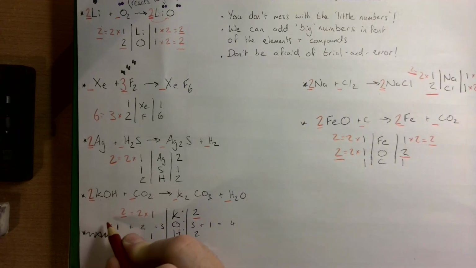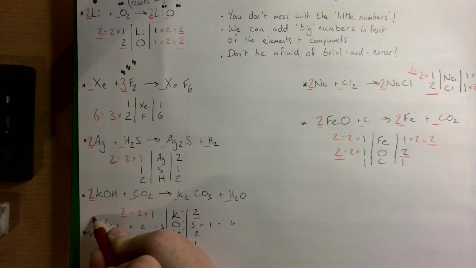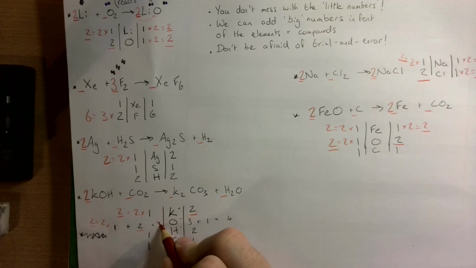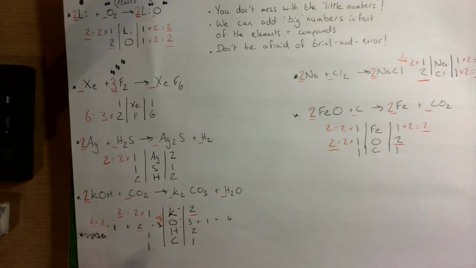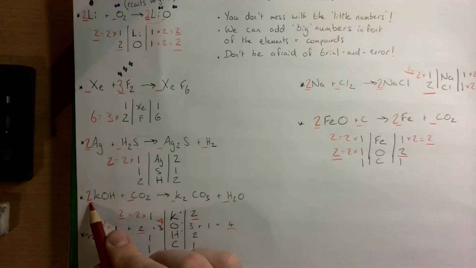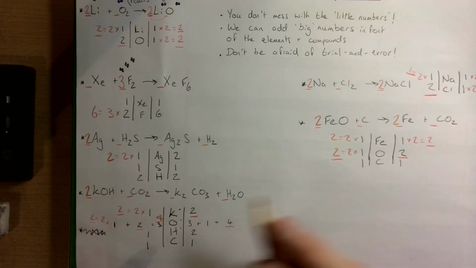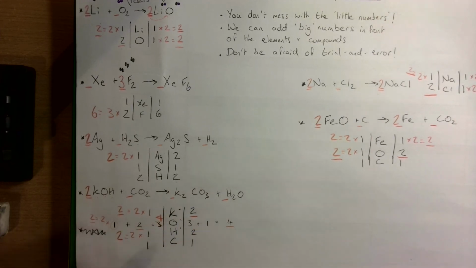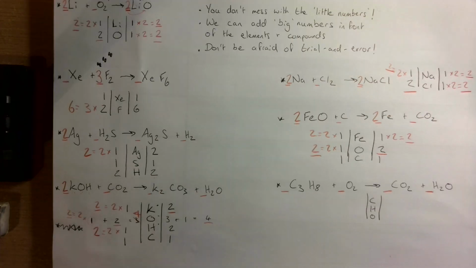So I'm going to times this one by 2. So now there are 2 there. The 2 plus the other 2 gives me 4. So yes, I have balanced them. Excellent. This big 2 also has effect on this hydrogen, and that times it by 2 as well. Okay, so now we have a balanced chemical equation.